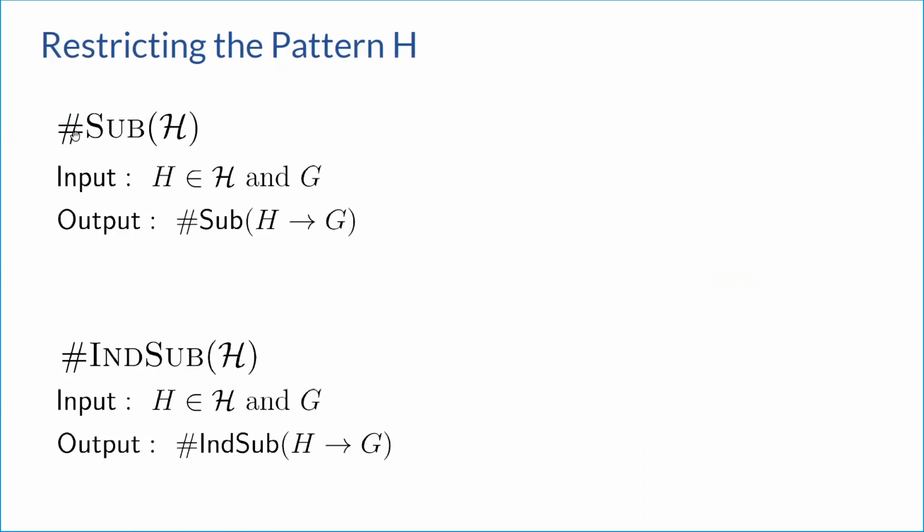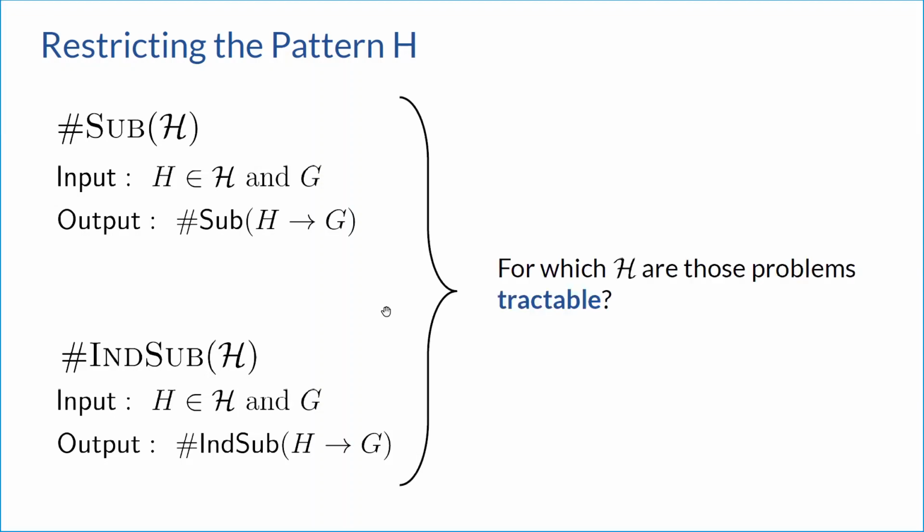So formally, I consider the problems sharp sub from curly H and sharp in sub from curly H. Here we get as input a pattern in this class and an arbitrary graph G, the host. Then, depending on whether we are in sub or in sub, we want to compute the number of subgraphs or induced subgraphs of G that are isomorphic to H. Just to make that clear, the class of graphs is part of the problem definition and not part of the input. And then we ask for which classes curly H those problems are tractable.